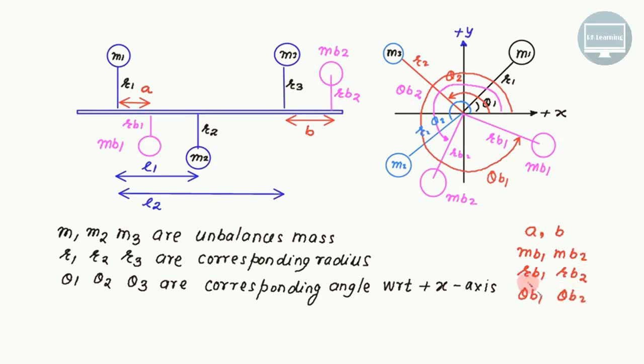So I have unknowns. Normally they will provide you data for A and B, and they will provide data for RB1 and RB2. So how many unknowns are left? Effectively 4 unknowns, which means you require a minimum of 4 equations. You can obtain them by using sigma F equal to 0 and sigma M equal to 0.